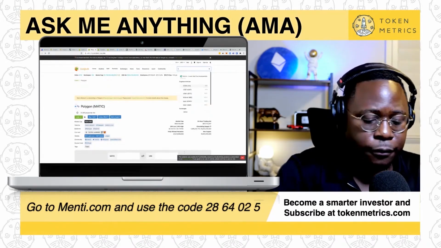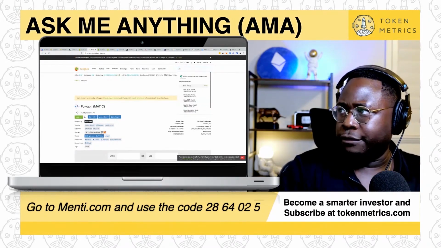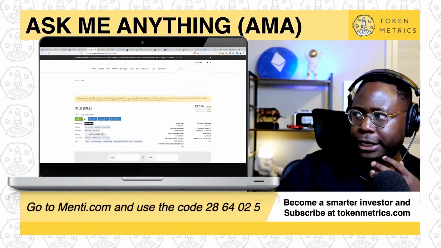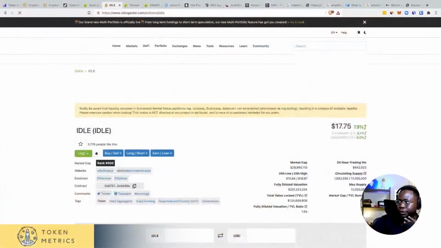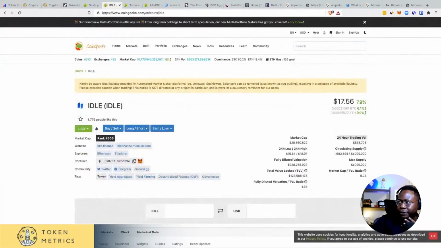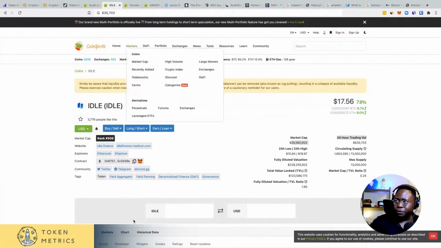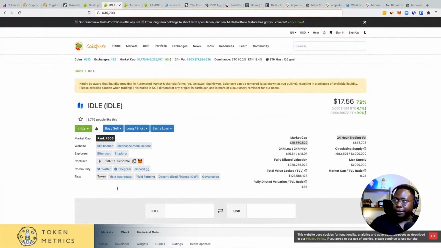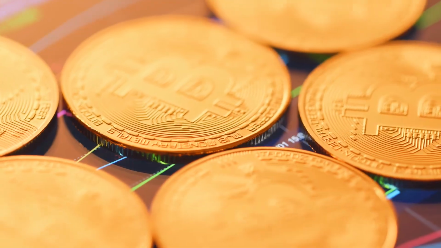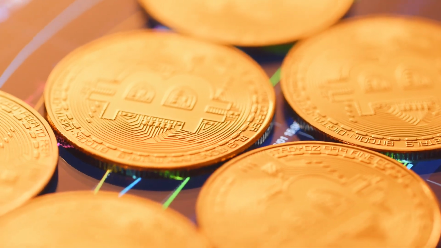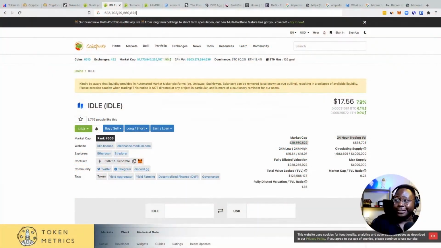So for example, if we go to Idle Finance, let's compare this. In volume, 635,000 versus a market cap of 29 million. Let me just do the math on this. Matic was basically 52%, Idle Finance is 2% of the market cap. So actually this is very illiquid.